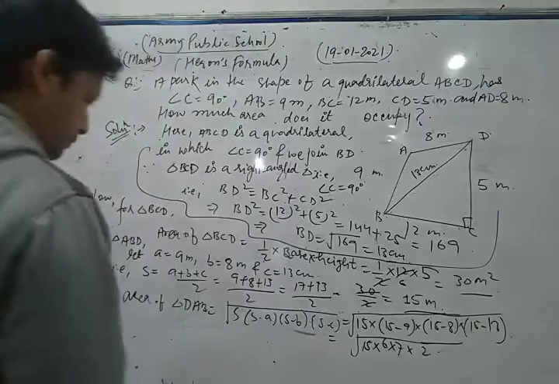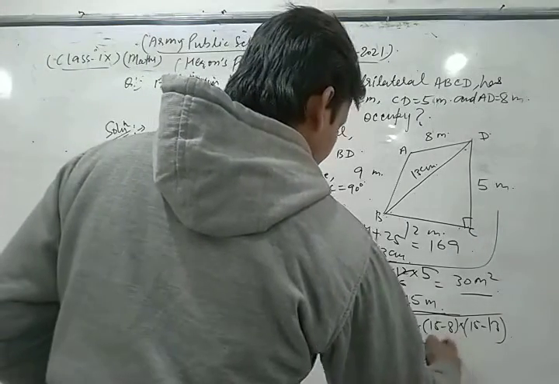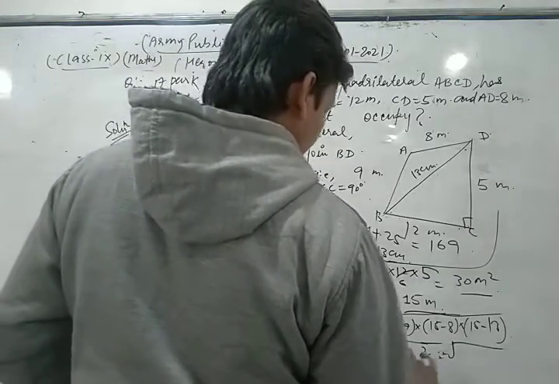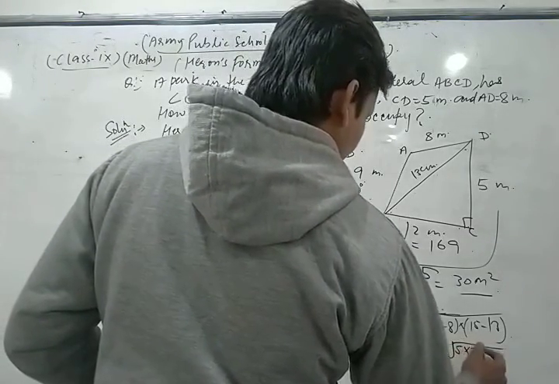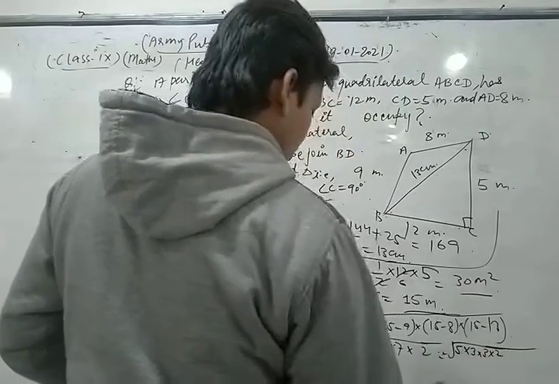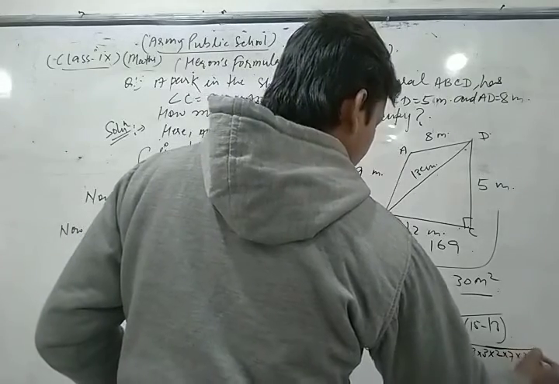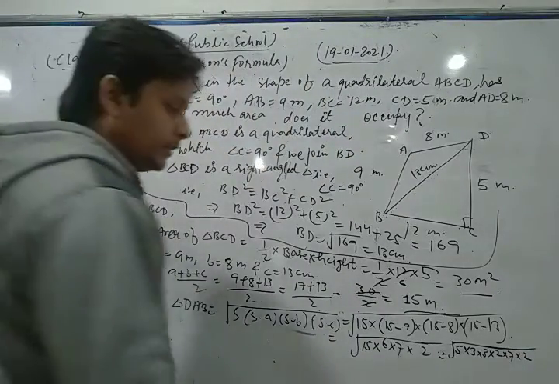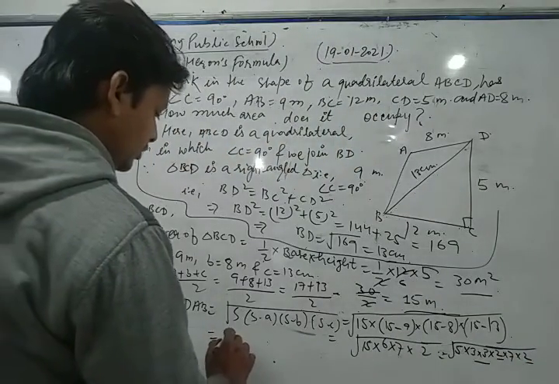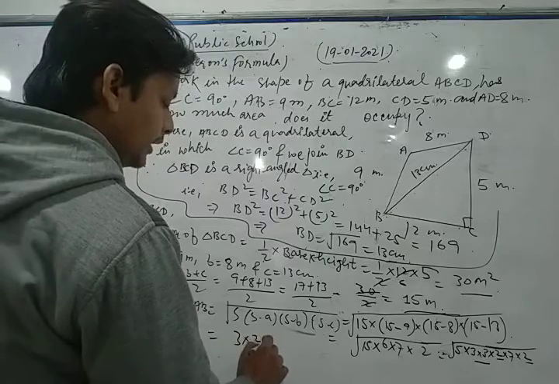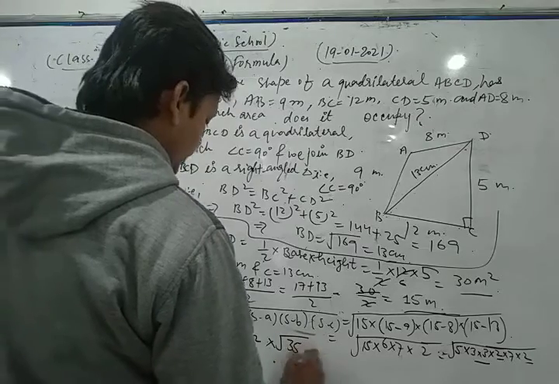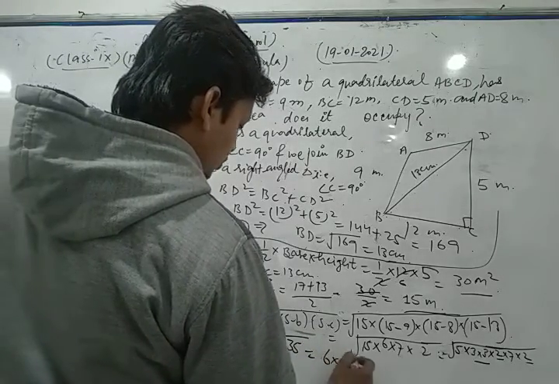Now let's see. Here we write 5 into 3 into, we write 6 as 3 into 2, 7 as it is, and 2 as it is. Okay students, now let's see. 3 is in pair, 2 is also in pair. So 3 comes out and 2 comes out, and in the square root 5 sevens are 35. So we get 6 into the square root of 35.